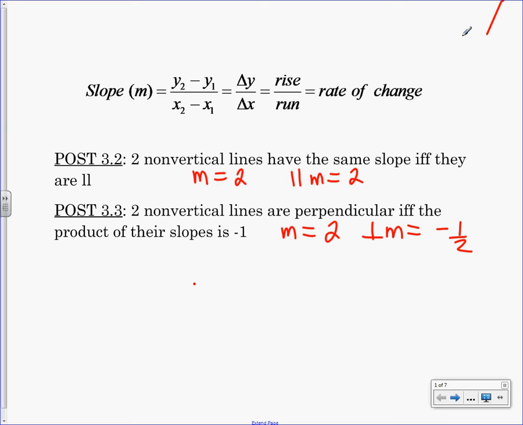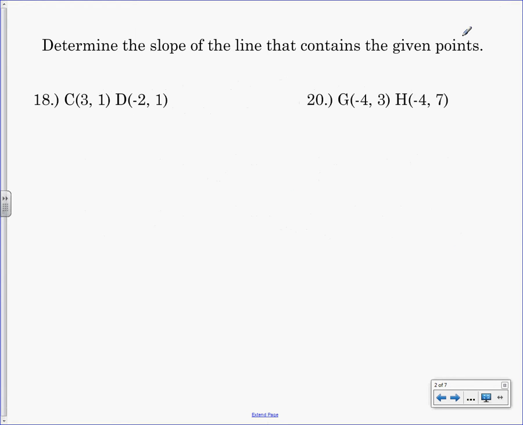Parallel lines have the same slope. Perpendicular have opposite flip. Anybody still need that page? Okay. We're going to do some, right? Find the slope of the line that contains the given points. Don't work ahead of me today. I know how tempting that is. Let's just do it together.